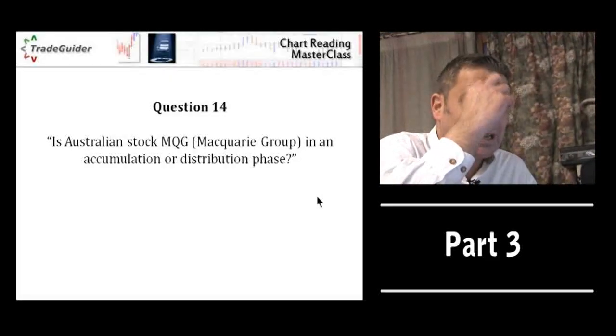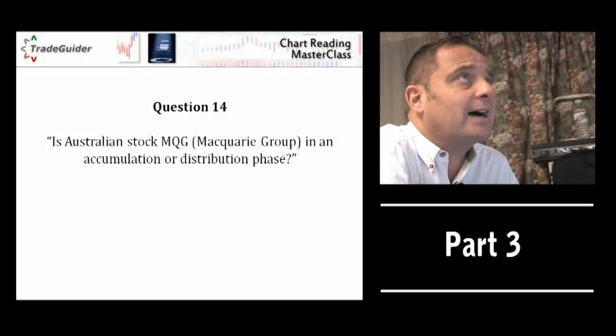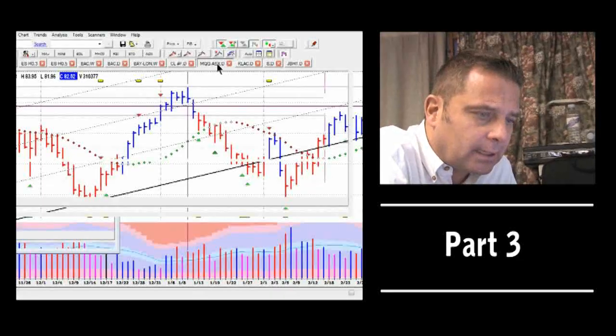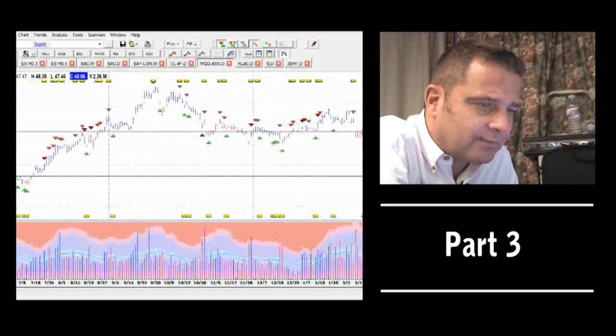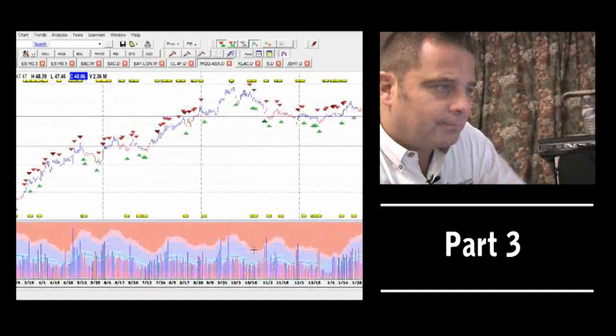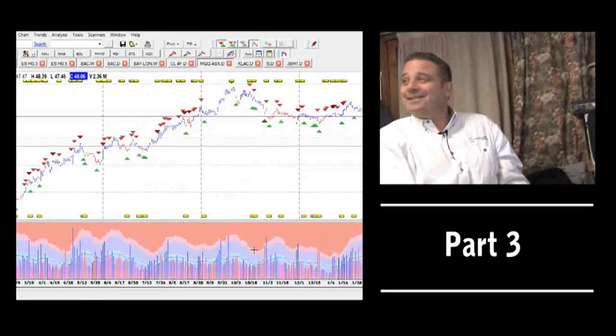Is Australian stock MQG Macquarie Group in an accumulation or distribution phase? Okay, Macquarie. Let's put up 200 bars. Oh, this is a fairly choppy old chart. Let's put 500 bars up. I would say it's in distribution.